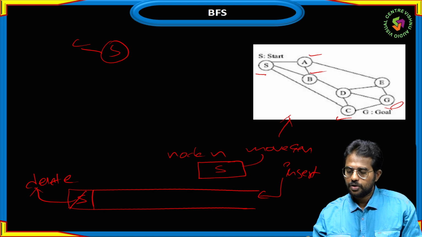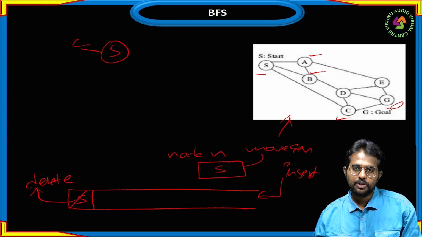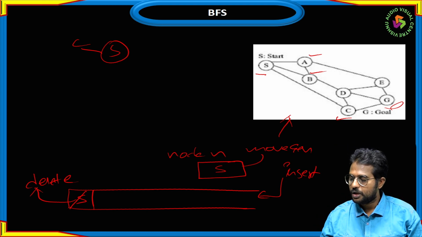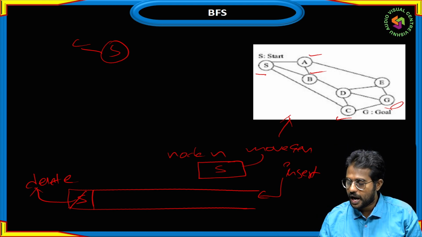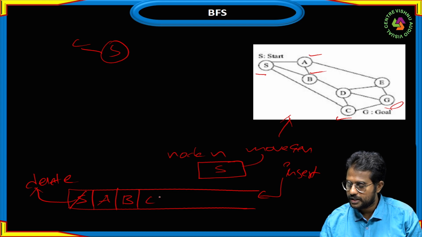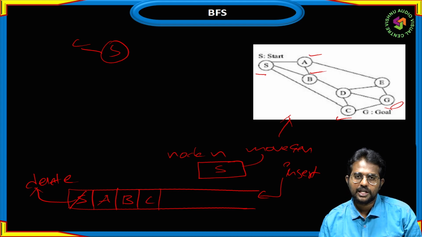In our search tree, in the closed data structure we are having only S. These A, B, C are the newly generated nodes. So I will add this A, B, C into the queue, such that first I will add A, next I will add B, next I will add C.